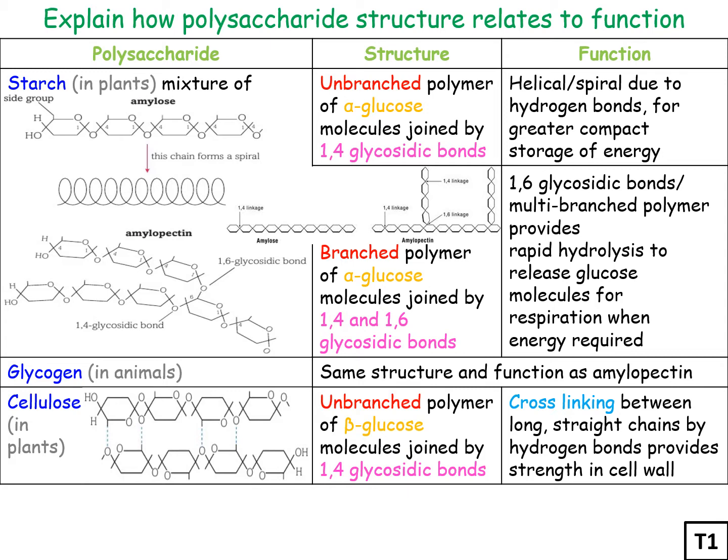Cellulose is different because, just like amylose, it is an unbranched polymer, but it is made of beta-glucose molecules that are joined together by 1,4 glycosidic bonds. And because it is made up of beta-glucose, it can form cross links between the long straight chains by hydrogen bonds, and this provides additional strength in the cell wall.